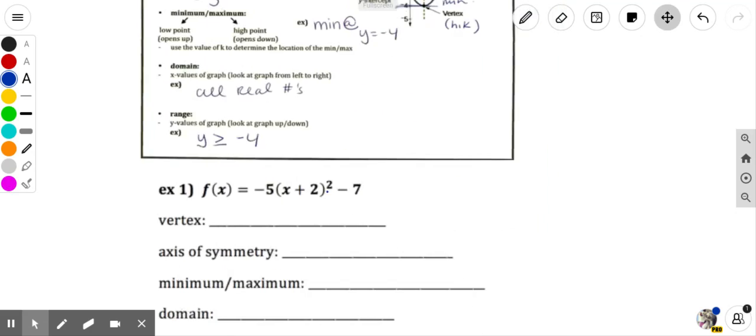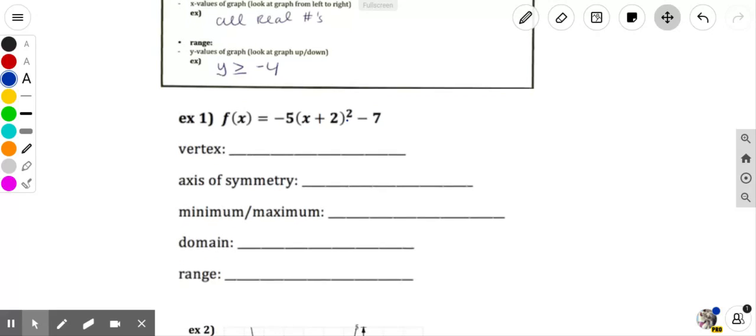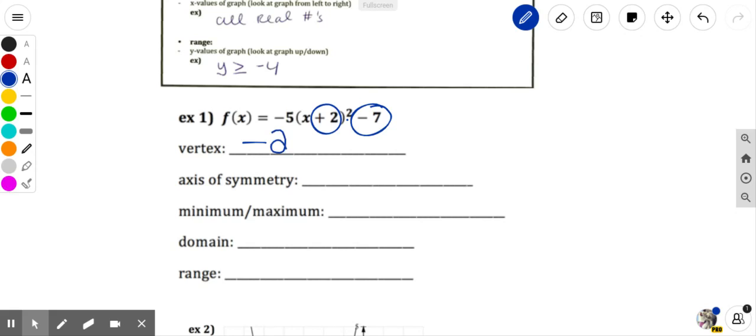So I have two examples we're going to do, one equation and one graph. So if you take a look at the first one, we're being asked to identify the vertex. So remember, vertex is (h, k). So it's going to be (-2, -7). You guys are pretty good at the vertex. Remember, it's -2 because it's the opposite sign here, because that's really minus -2.